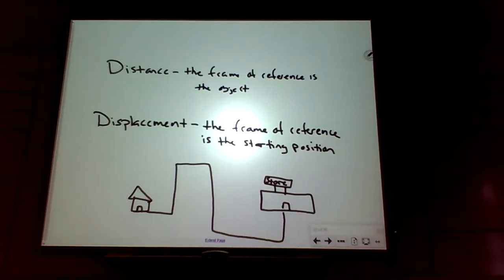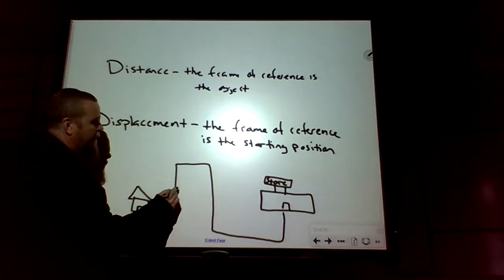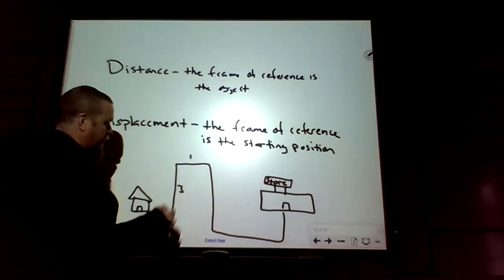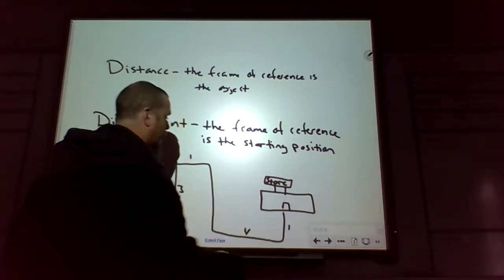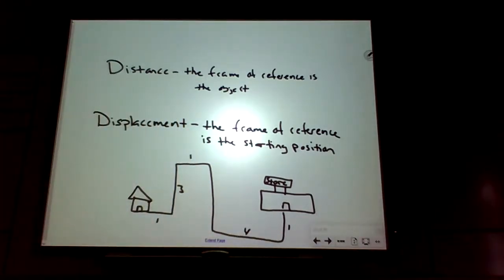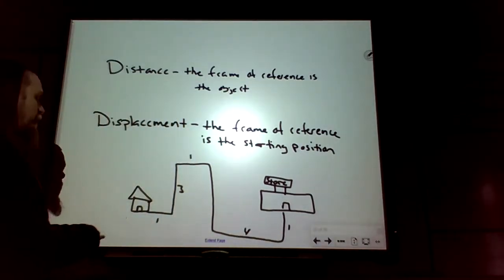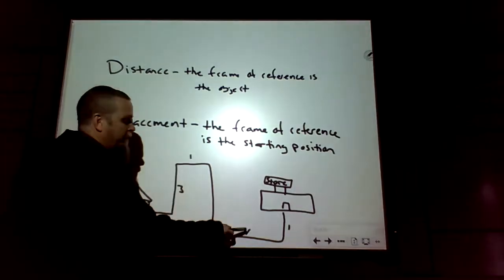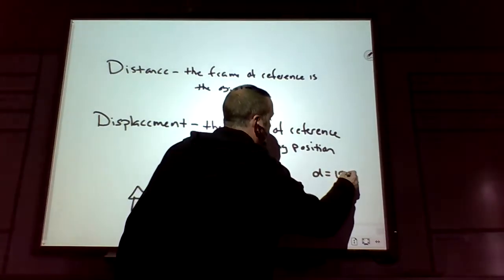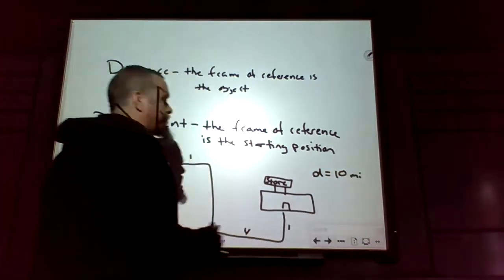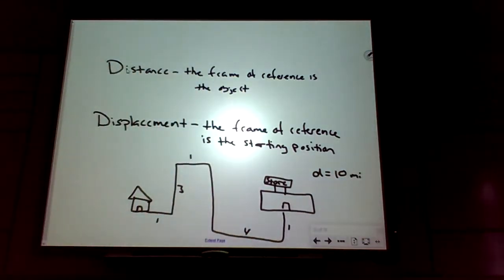Your distance is all of that. So if this were 1 mile and that was 3 miles and that was 1 mile, and this was 4 miles, and that was 1 mile, we would add everything up to find out the distance that you traveled. 4, 5, 9, 10 miles. Again, the distance is the total that you traveled.